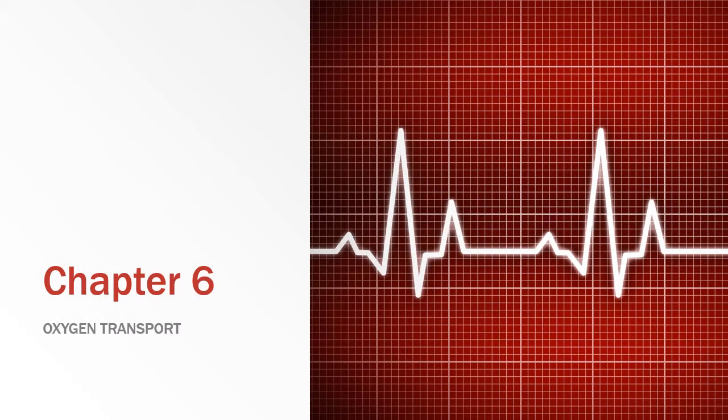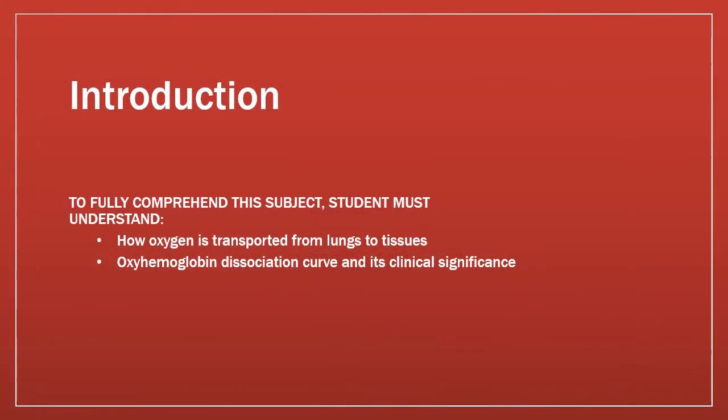Chapter 6, Oxygen Transport, from Desjardins' Cardiopulmonary Anatomy and Physiology. Today we're going to talk about how oxygen is transported from the lungs to the tissue, and later we'll talk about the oxyhemoglobin dissociation curve and its clinical significance in another short video.